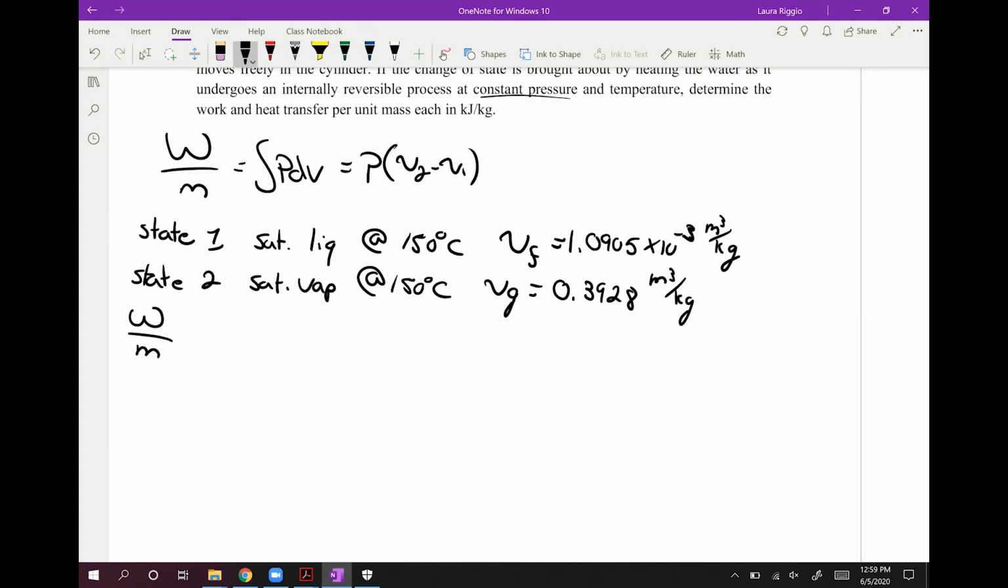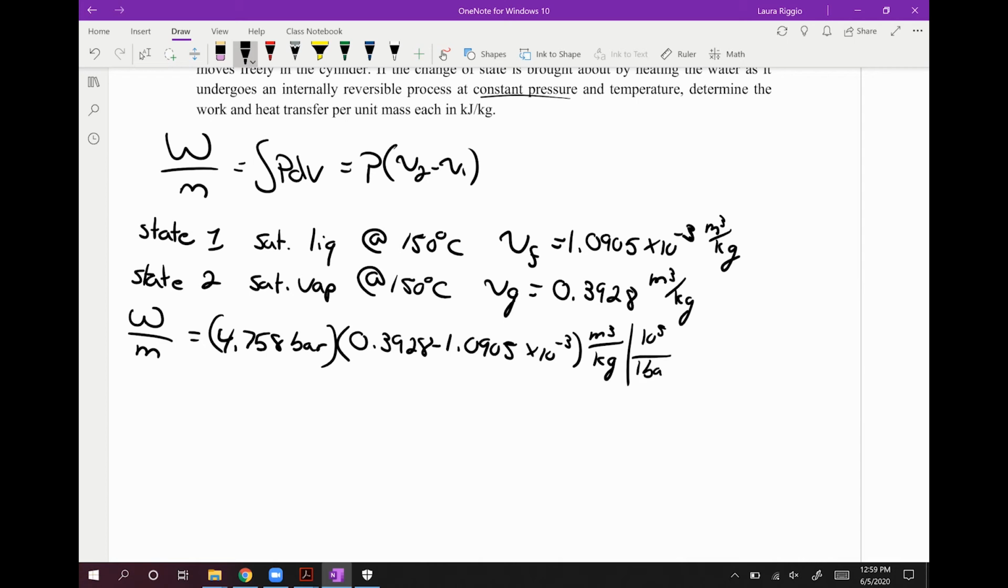Our work is equal to our pressure, which is 4.758 bar, that's the saturation pressure at 150 degrees Celsius, times our change in volume. Our work per unit mass is 186.38 kilojoules per kilogram.